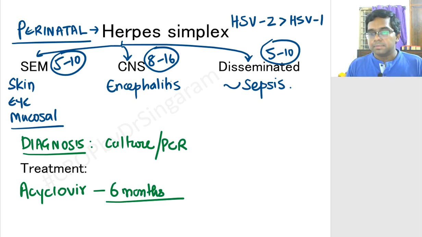Again, the reason is simple. If you give it for an extended duration, it is called a suppressive treatment. You completely suppress the virus so that there is no possibility of the virus becoming latent and causing later manifestation. Okay, so that is why long duration of treatment is given in case of herpes simplex in a neonate, for a period of 6 months.